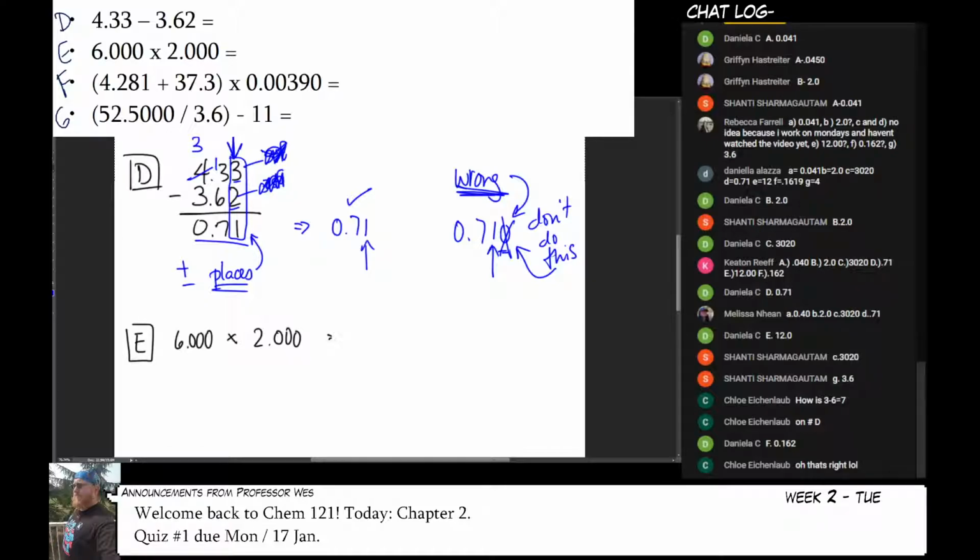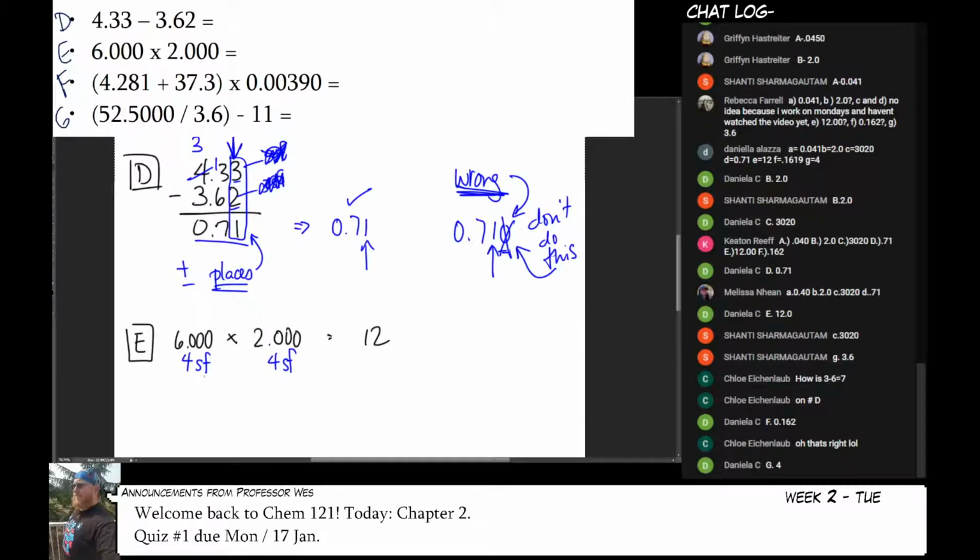Now, if you type this in your calculator, this is what happens. And it turns out this is wrong. The answer is not 12. Because this is 4 sig figs, and this is 4 sig figs, due to the decimal rule. So my answer should also have 4 sig figs. So I need to do that. And that's the answer.